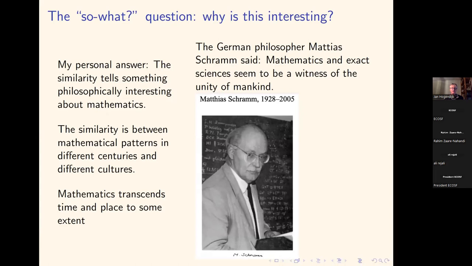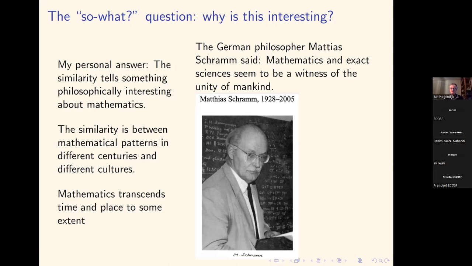The coaxial circles were defined in Europe, in France, in the 19th century. We find beautiful pictures of systems of coaxial circles on astrolabes that were made in Lahore in the 16th, 17th centuries, also in earlier astrolabes. And so we have two mathematical patterns which are essentially the same or similar, and they pop up in very different times, in very different cultures. And so therefore, this shows to us that mathematics transcends time and place to some extent. I am putting it cautiously, to some extent.